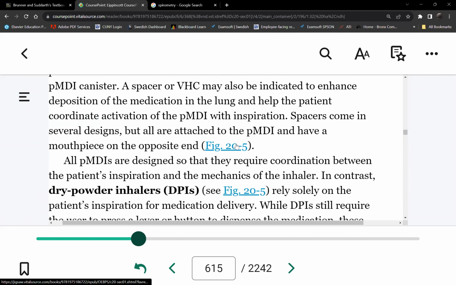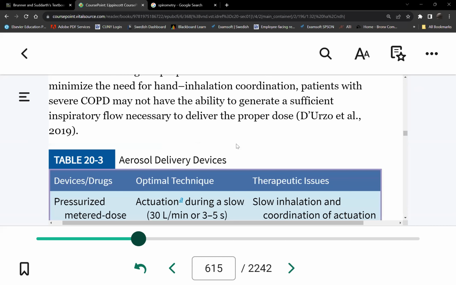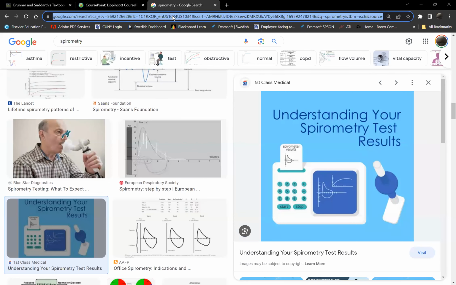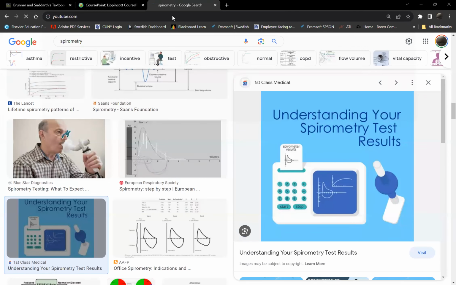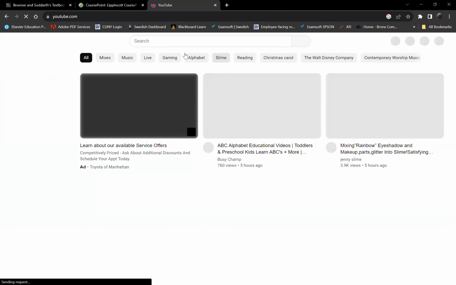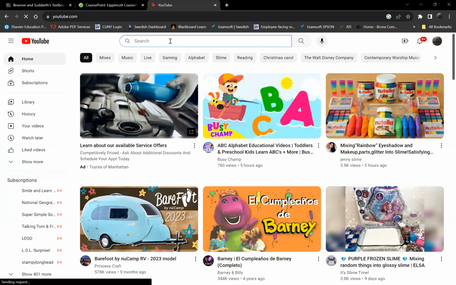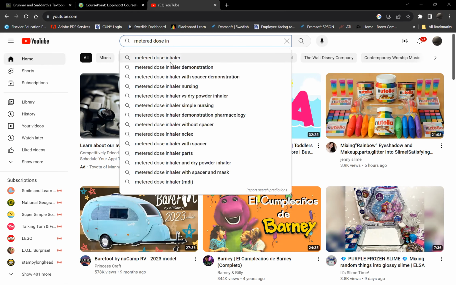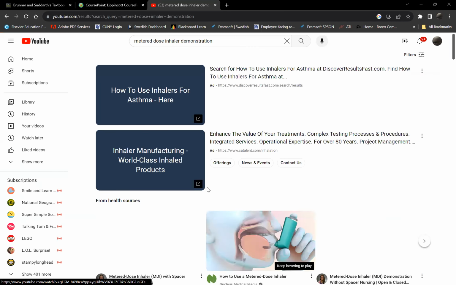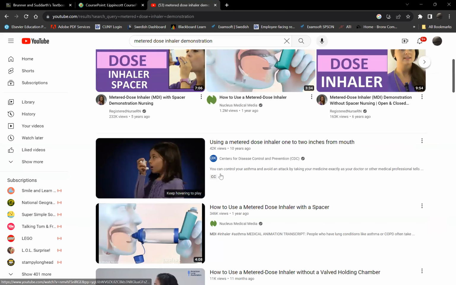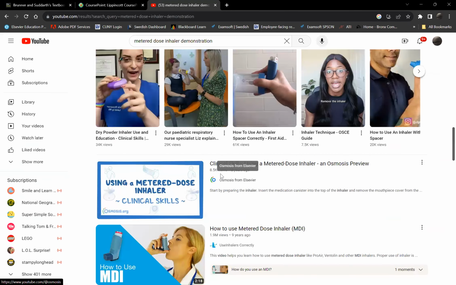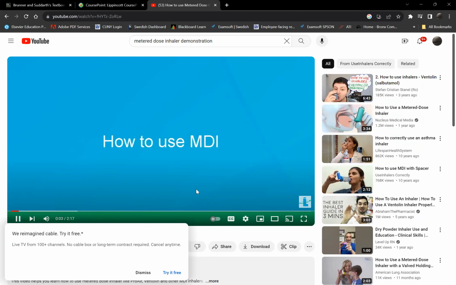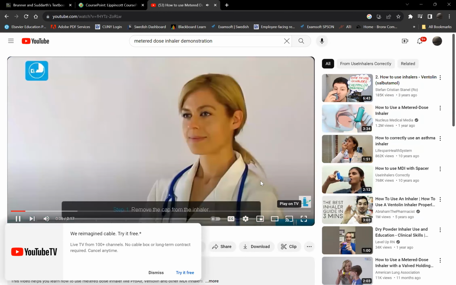We can look at the textbook, the description here on the steps. However, it's better if we watch a video. So let's look at first how we use a wet medication. I recommend this one, right? Because if you follow the textbook and the step-by-step, this one is closest. The cap from the inhaler.